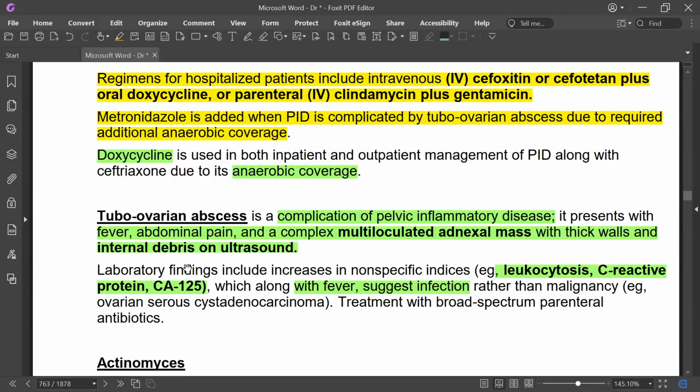Tubo-ovarian abscess is a complication of pelvic inflammatory disease. It presents with fever, abdominal pain, and a complex multilocular adnexal mass with thick walls and internal debris on ultrasound. Labs show leukocytosis and increased C-reactive protein. With leukocytosis, increased C-reactive protein and CA125 with fever, it is more likely infection than malignancy. What malignancy can happen? Ovarian cyst, serous cyst adenocarcinoma may happen. For this, broad spectrum antibiotics should be given.